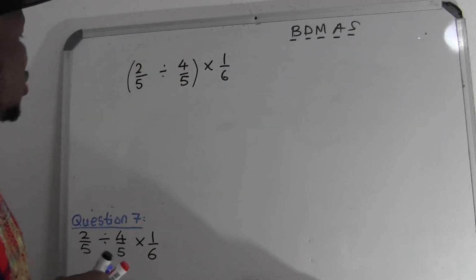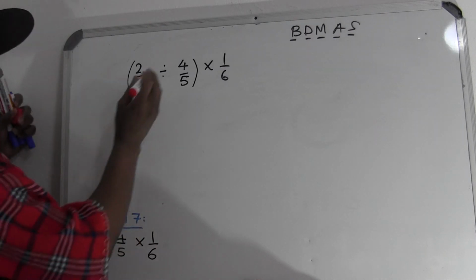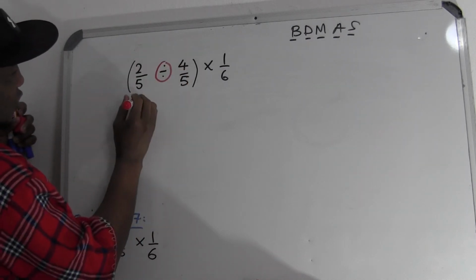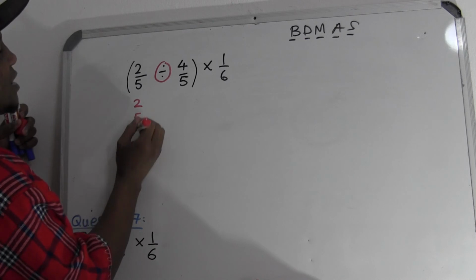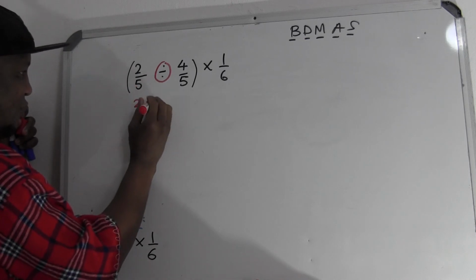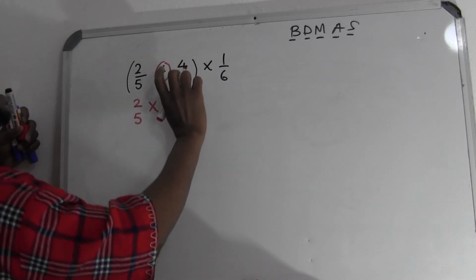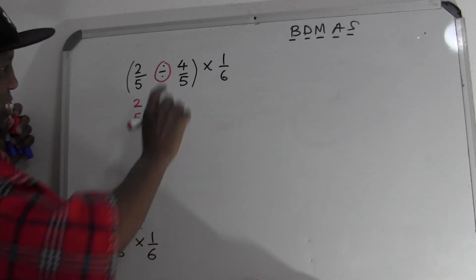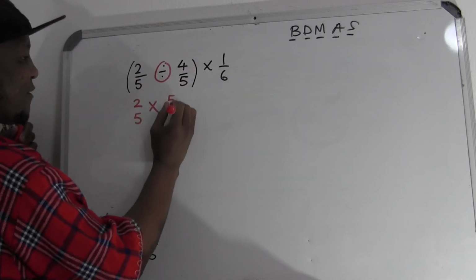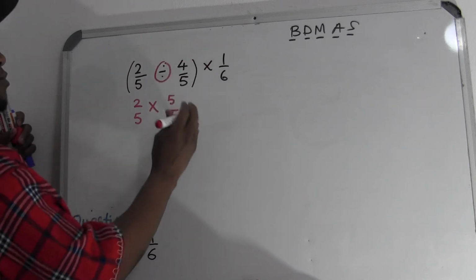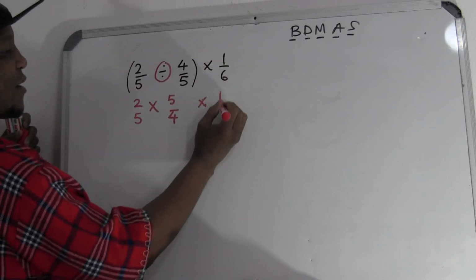When you do this, you see this sign here. I'm going to say 2 over 5 is a division, so I will change it to multiplication. Then flip the second number, so it becomes 5 over 4, top and bottom. And then we still have 1 over 6.